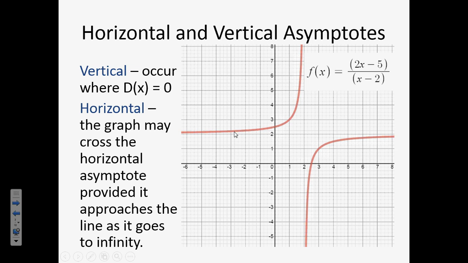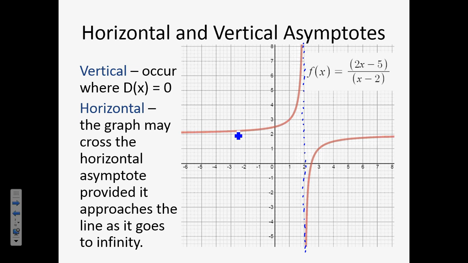So your vertical asymptotes occur where that denominator is equal to 0. In this particular example, we've got f of x equals 2x minus 5 over x minus 2. So we have a vertical asymptote where? Where does it look like this asymptote is? 2. Not just 2, though. If you just say 2, I'm going to count that wrong on your quizzes and tests coming up. It's a line called x equals 2. There's a vertical line there that it can't touch.